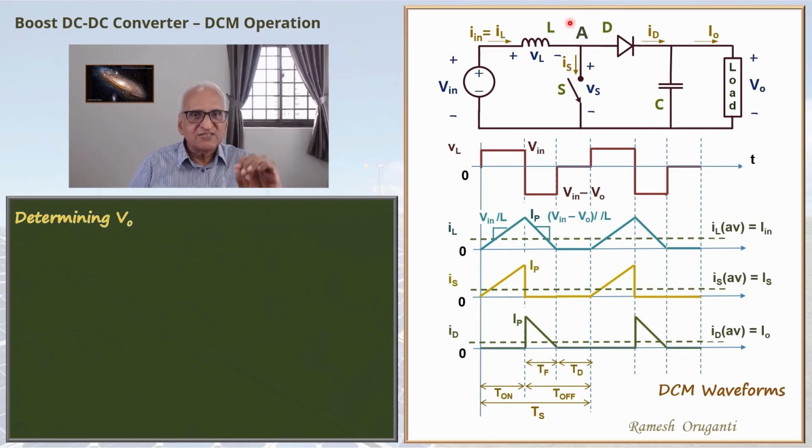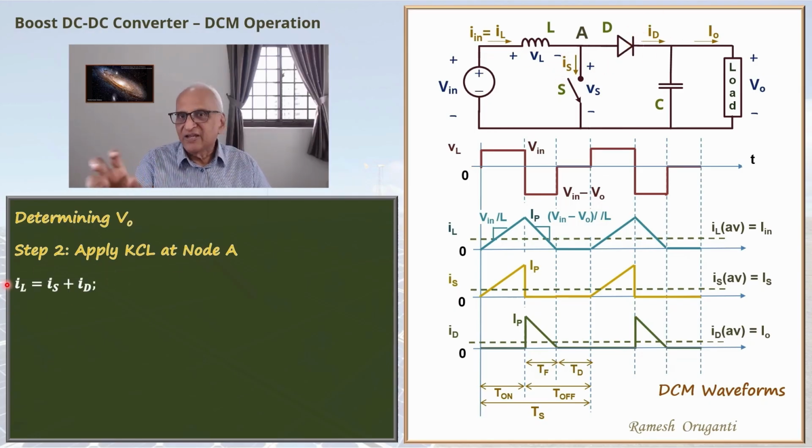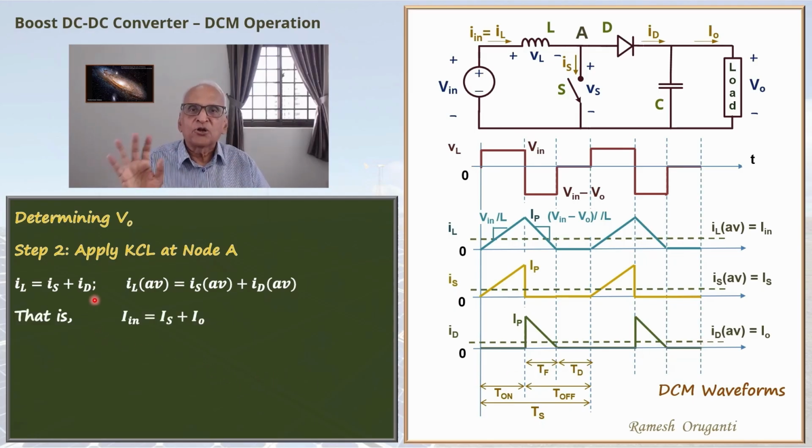First, let us write the KCL, Kirchhoff's current law, for the instantaneous currents at node A. So IL equals IS plus ID. Notice the lowercase I to indicate instantaneous values. Now, these are periodic waveforms at a period of Ts. So IL average will be equal to IS average plus ID average. You know that the IL average equals IN, the DC input current. IS average is IS, the DC switch current. And ID average is the output current. So IN equals IS plus I naught.